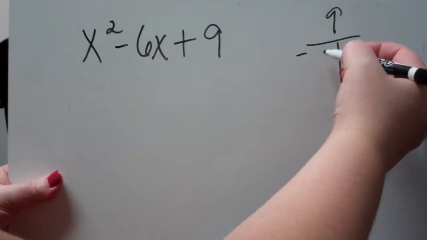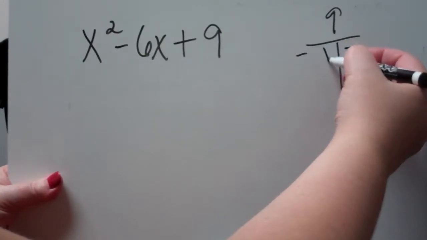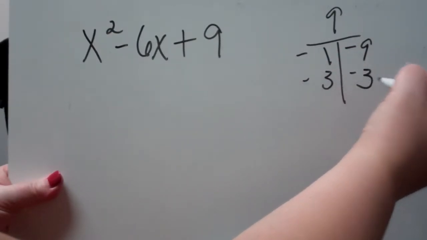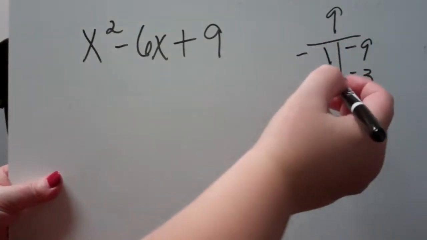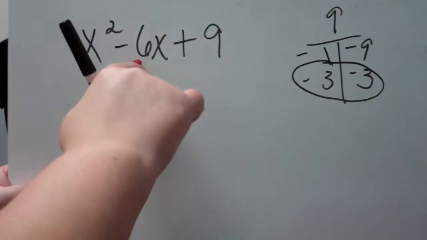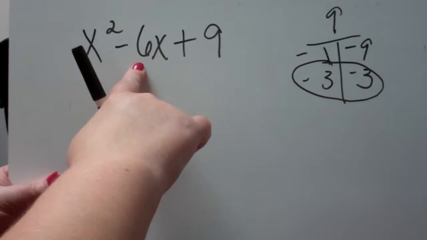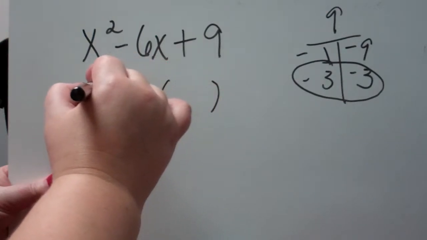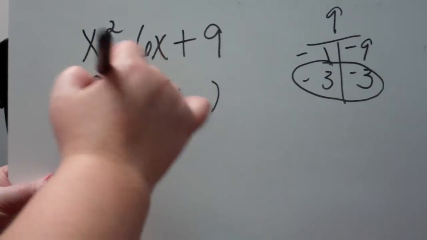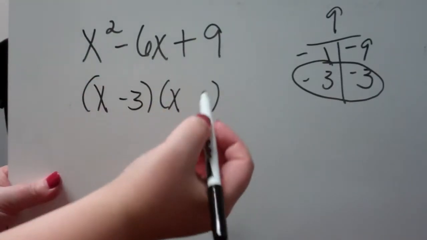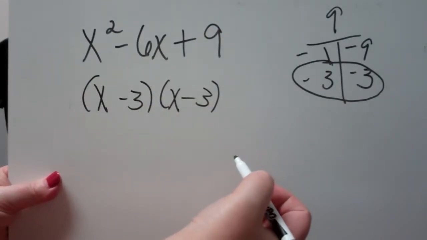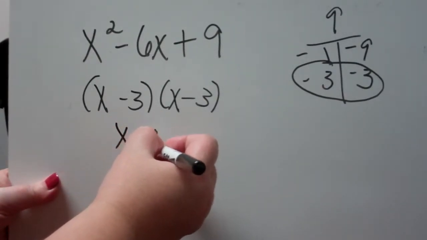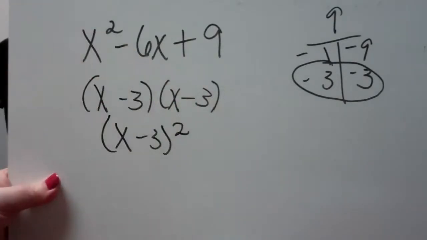So let's start listing the numbers that multiply together to give us 9. 1 and 9. 3 and 3. Negative 3 and negative 3 add together to give us negative 6. So those are our factors. This is a special one. We got x and x because we had x squared, minus 3, minus 3. We can also write this in a different way. We can write it as x minus 3 squared.